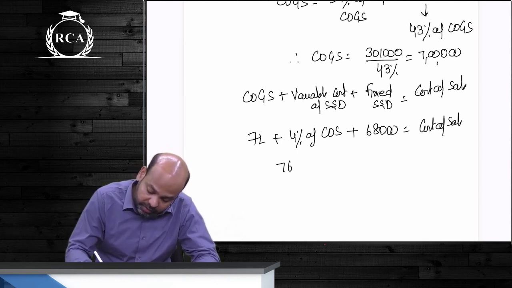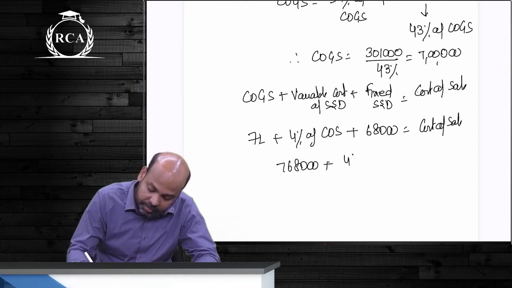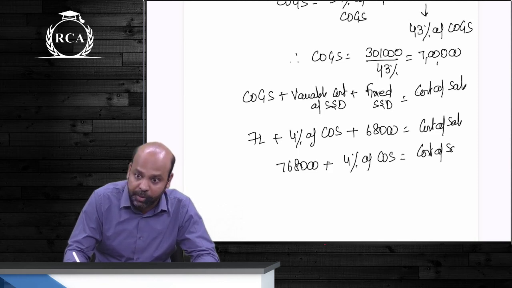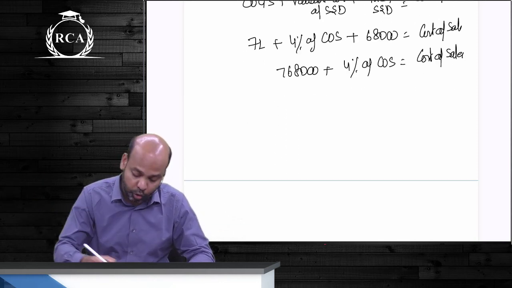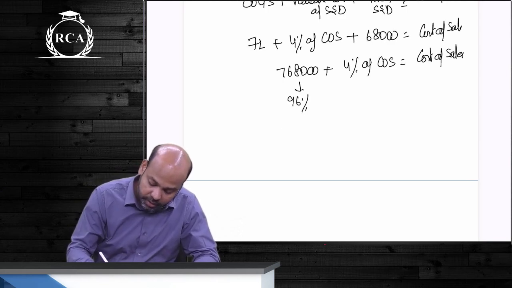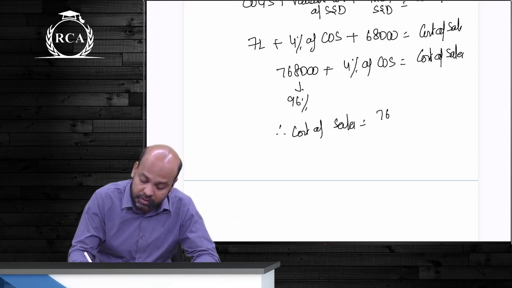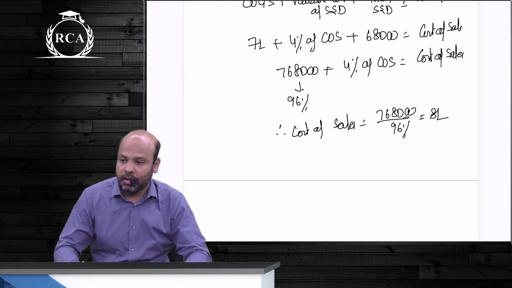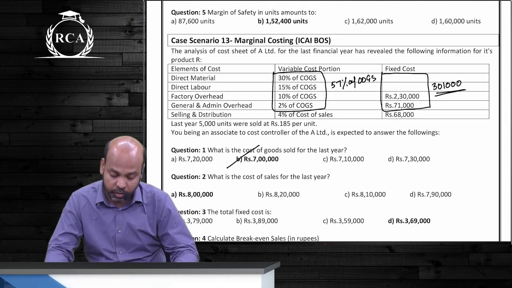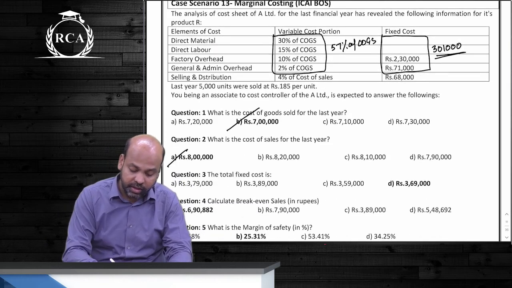Don't you think 7,68,000 will become 96% of COS? Something plus 4% is equal to 100%. Don't you think this is 96%? Therefore cost of sales comes to how much, beta? 7,68,000 divided by 96%, 8 lakhs. Now the whole question is done. You just have to divide, guys. Total cost of sales has come, total COGS has come.